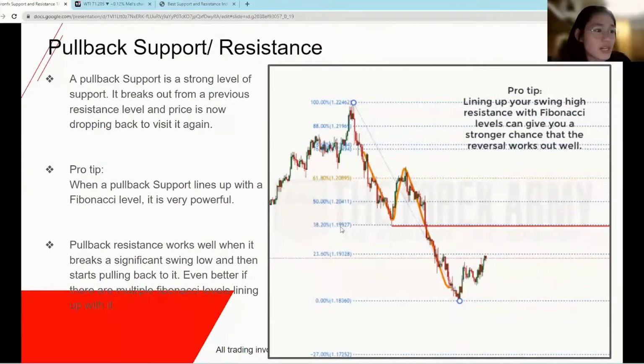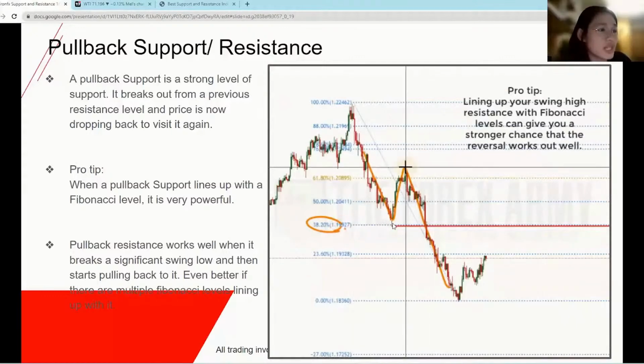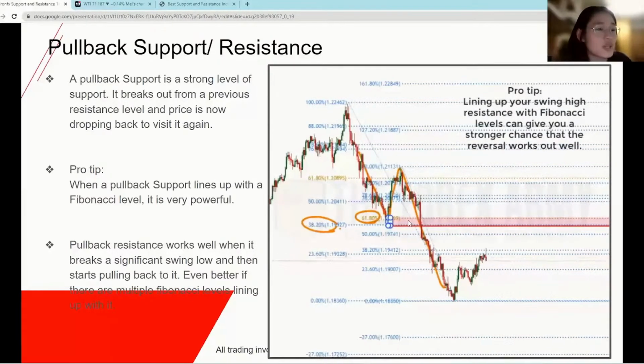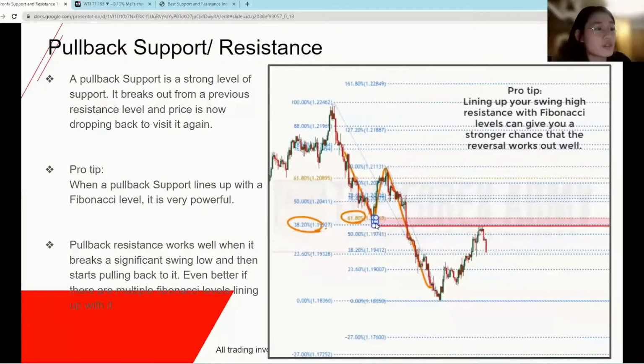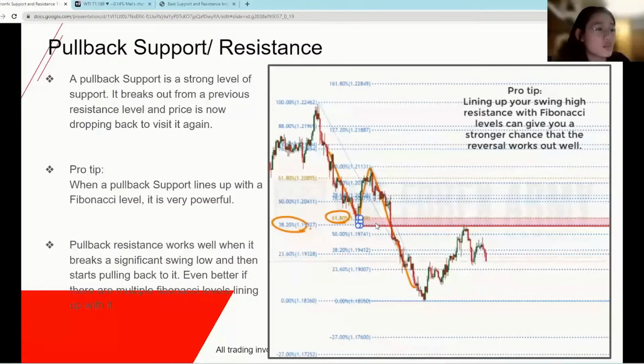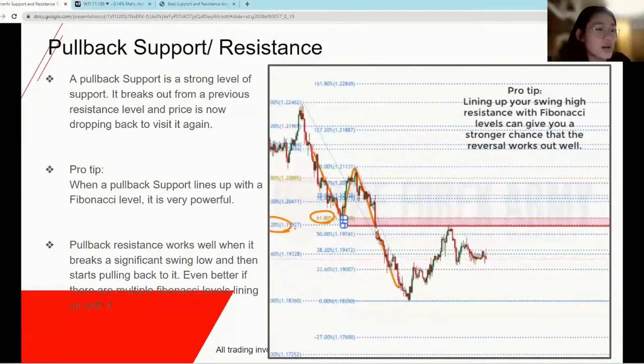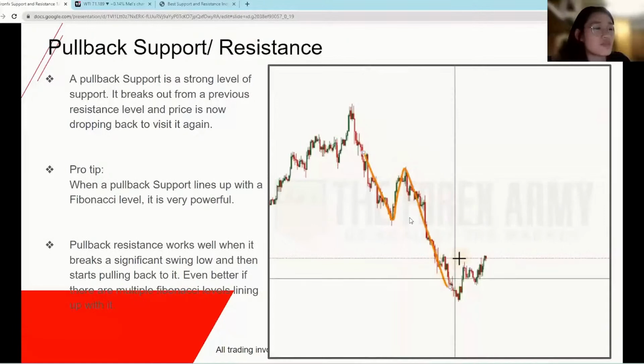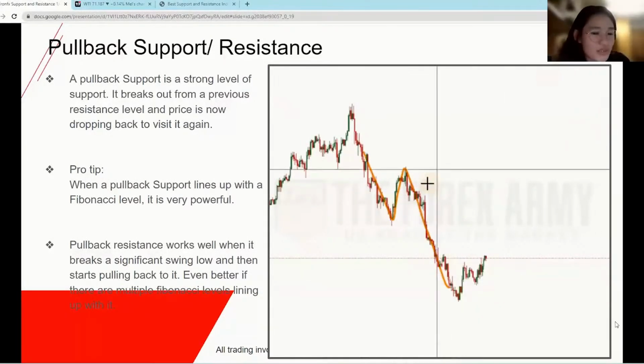So here when we have a 38.2% Fibonacci retracement lining up nicely with our support level, and you can see we have a 61.8% as well that lines up. So we have two Fibonacci retracement levels that line up with our support pullback resistance level. So that's why it's so strong, because we're expecting it to reverse. So pullback and reverse off of the level.